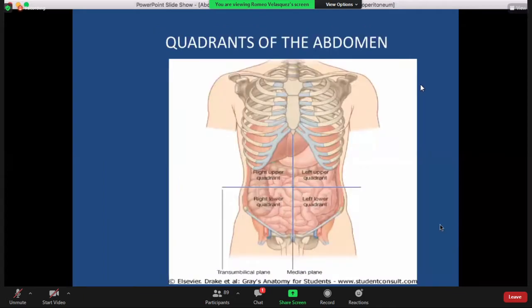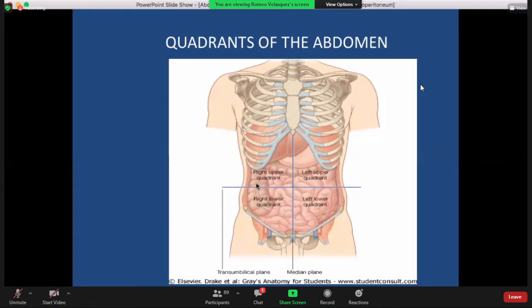These are the quadrants. I'm sure you're familiar with this. And you have to be familiar also with the organs of the GI tract that reside in each of these quadrants. For example, the right upper quadrant is where you will find the hepatic flexure of the colon, the liver, obviously, the gallbladder, and the symptomatology of clinical conditions will all be presenting in this right upper quadrant, involving those organs that are located.